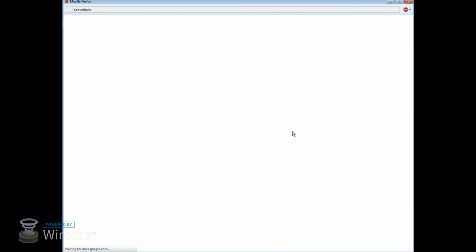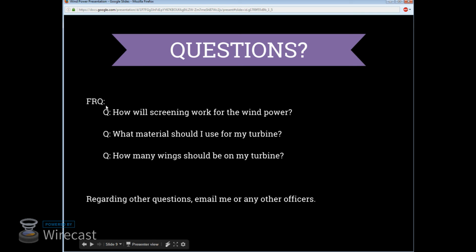So some frequently asked questions would be, how would screening work for wind power? Well, for wind power, since it's an engineering and testing event, screening will primarily be testing. So it'll be testing your physics concepts, your research, all your notes for wind power related topics. But also during the interview, if you want, you can bring a model or a sketch of your wind power design if you'd like. It would give you a lot higher chances to be on the team. But of course that's not required.